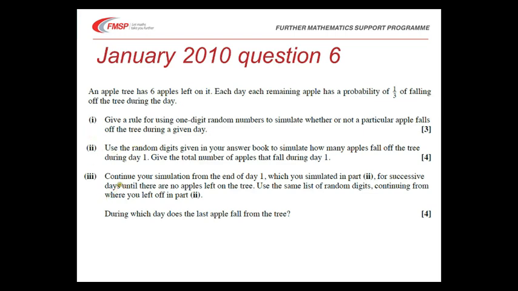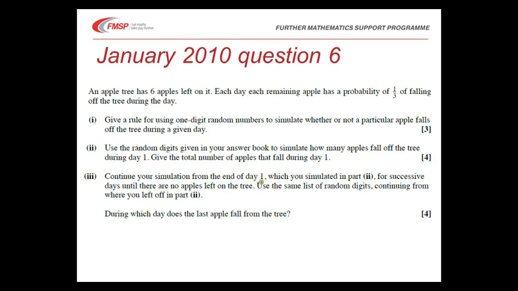So this is quite a long question. We'll go through it quickly and then take a look at each part individually. There's 6 apples on a tree, and each day each remaining apple has a probability of a third of falling off. You're asked to give a rule for using 1-digit random numbers to simulate this for 3 marks. Use the random digits in your answer book, so you are often given random digits to use for this, to simulate how many apples fall off a tree during day 1 and give the total number of apples, 4 marks.